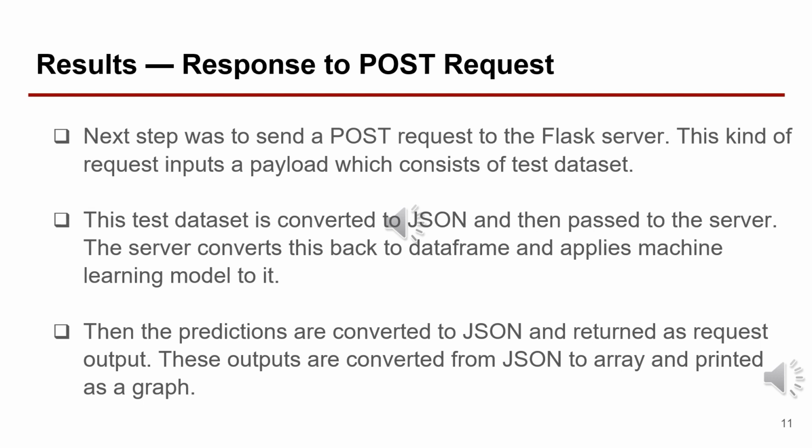When we send the POST request to the Flask server, this kind of request inputs a payload which consists of the test dataset, and then this dataset is converted to JSON and passed to the server. The server should convert it back to a data frame and apply the machine learning model to it. Then the predictions are converted to JSON and returned as the request output from the server. Then these outputs are converted from JSON to an array and printed as a graph.